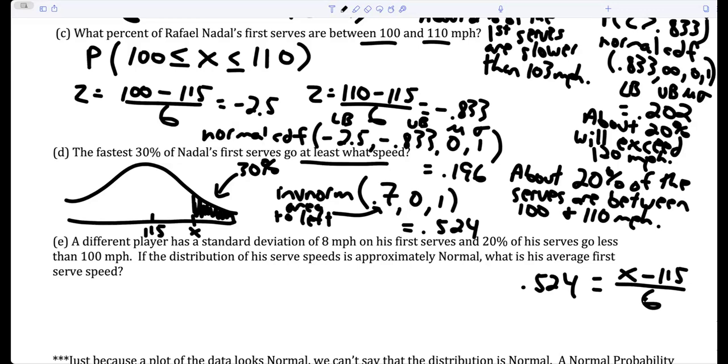Okay, so take your calculators and we would multiply 0.524 times 6, and then I add 115 to that to solve for x. And so I get x equals. So do the math there. And I got 118.146 miles per hour.